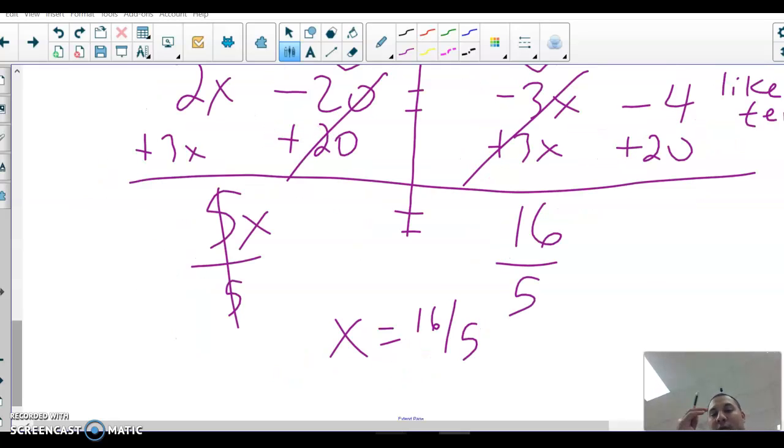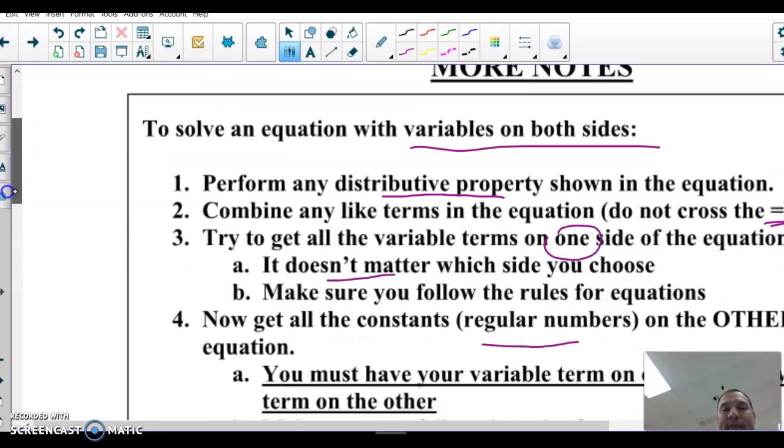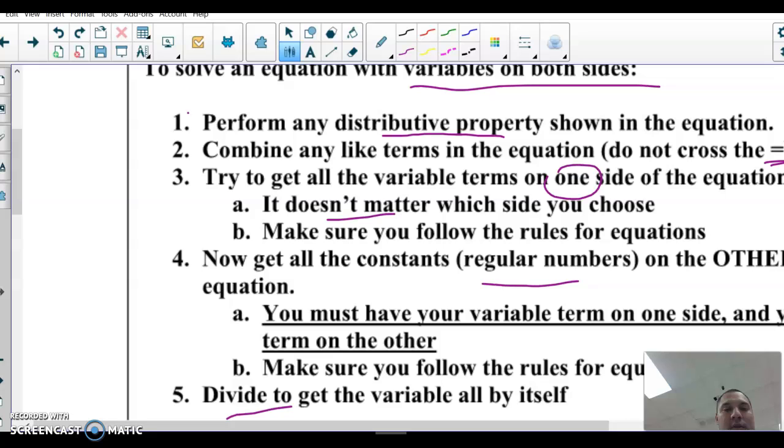And that is the last one for these notes. So we'll just follow the steps as needed. The last one required all the steps. We back up to the original page. Distribute, combine like terms, get the variables to one side, constants to the other, and then divide at the end. Follow the steps as needed. Take your time. That's it for this video.